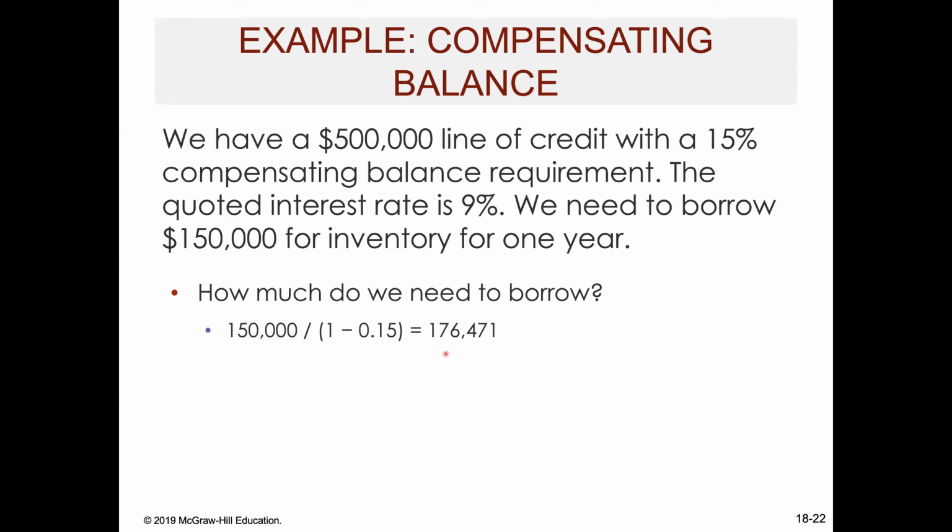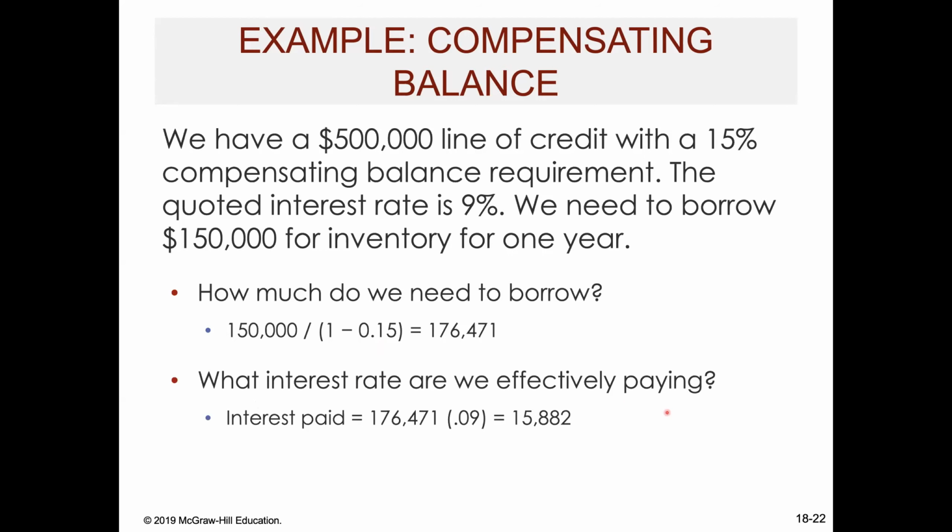$176,471. So this is actually the amount that we're going to borrow. We're going to put the 15% in the bank, and the rest of it will come to us, the 150,000. So what interest rate are we effectively paying? How do we calculate that?